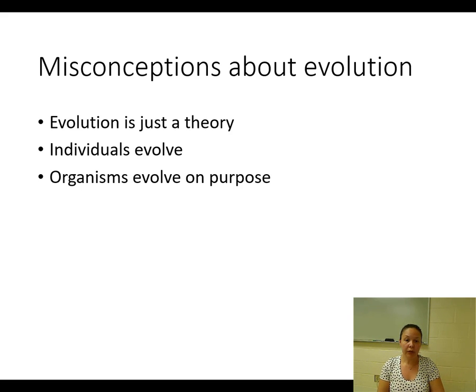Individuals evolve is not true. Again, it's populations that evolve. Another misconception is that organisms evolve on purpose. Organisms do not behaviorally evolve on purpose. They will evolve based on their environment. So taking a look at climate change, for example, those organisms that are able to adapt to a quickly changing climate will be able to evolve faster and they'll be able to survive and pass on their genes rather than those organisms who are unable to adapt to a fast changing climate.